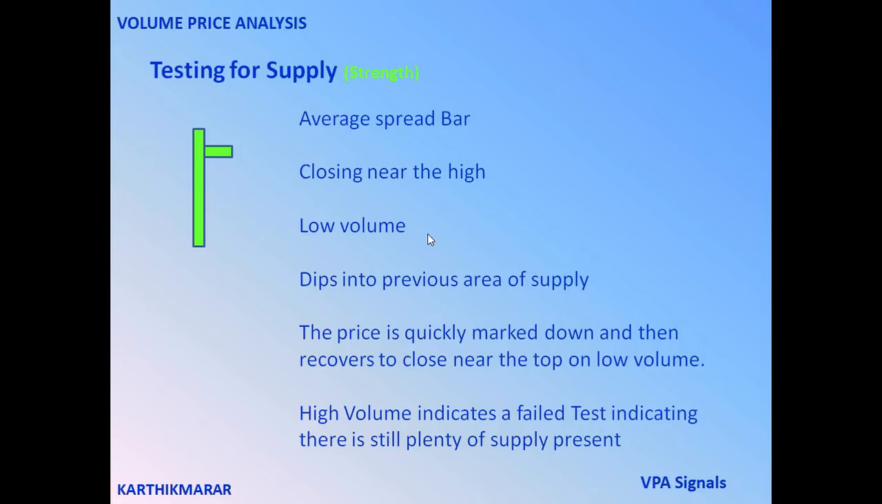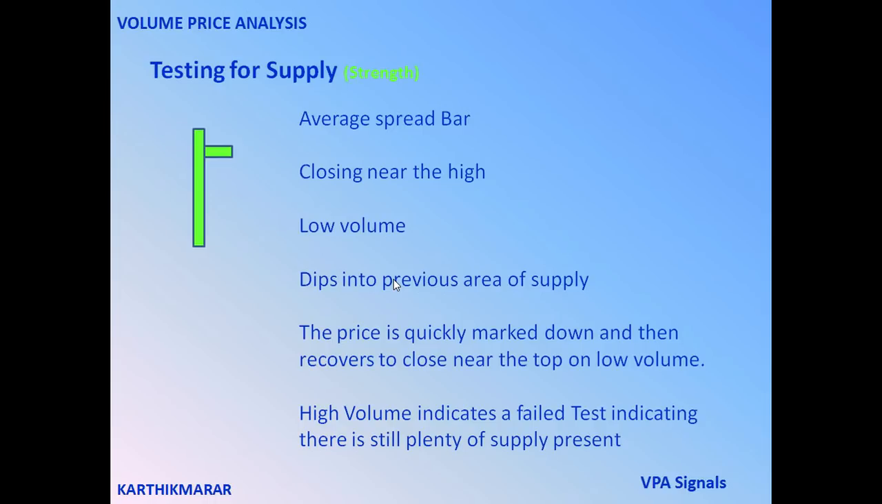One, the most important: low volume, closing at the top, average spread, and it dips into previous areas of supply. That is very important here, because they want to test if the supply exists in the previous areas of supply. Prices are marked down by smart money. If there is supply coming, it will take the stocks much lower. It will become a widespread bar, and it will always close in the low or at the bottom. Since there is no supply, it can be easily marked back up to the top, and the volume remains low.